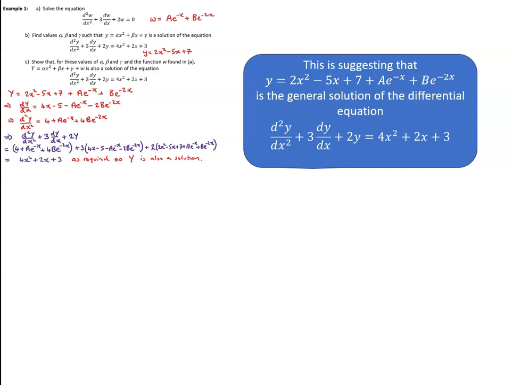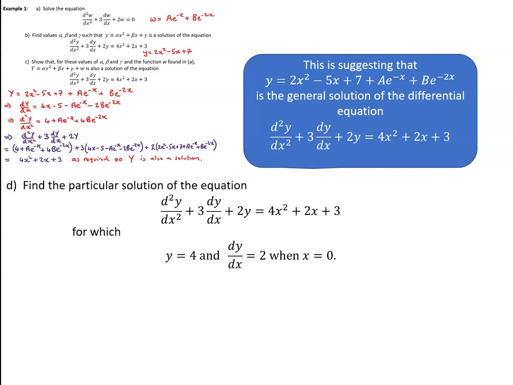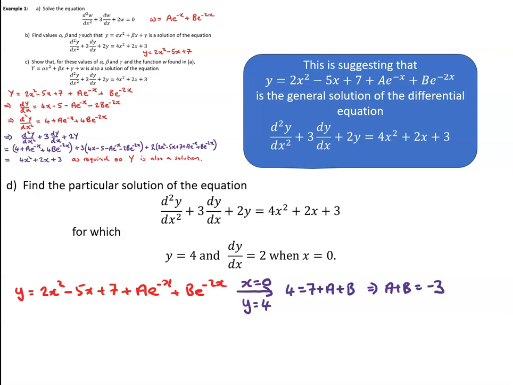So let's carry on and try and finish this example off. We've got to find the particular solution of the equation for which y equals 4 and dy/dx equals 2 when x equals 0. So we've got y equals 2x squared minus 5x plus 7 plus ae to the minus x plus be to the minus 2x as our general solution. Putting x equals 0, y equals 4 tells me that 4 must be equal to 7 plus a plus b. In other words, a plus b must be minus 3.